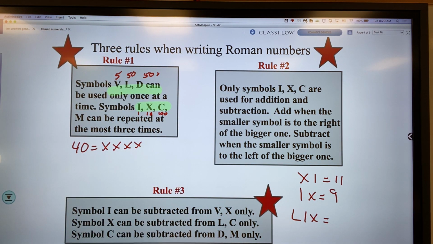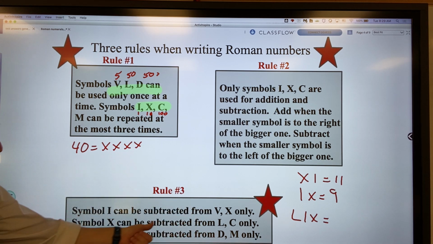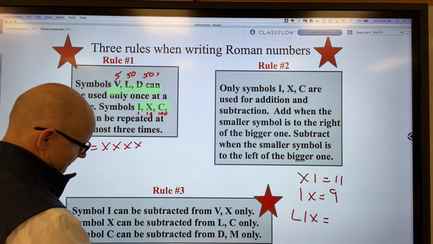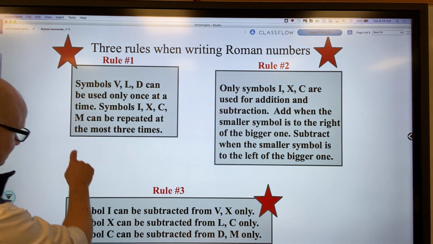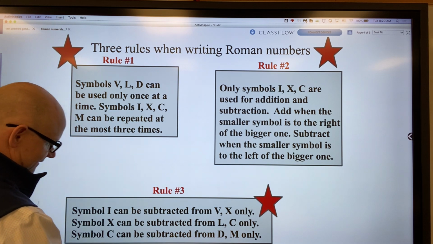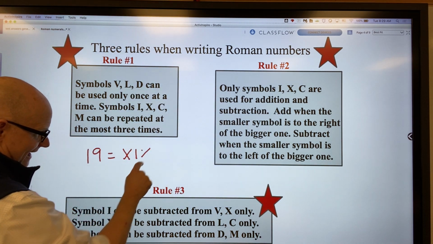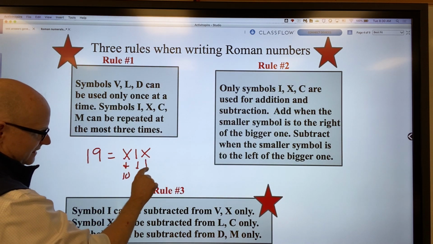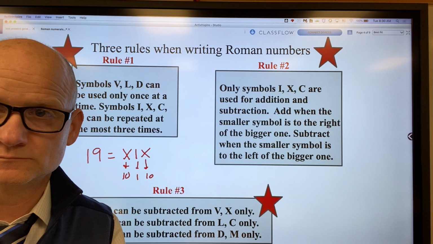The last thing it says is down here, symbol I can be subtracted from V and X only, okay? Symbol X can only be subtracted from L and C, and symbol C. So what does that mean? So if I want to say 19, I would write X, I, X. That's 10, that's a 1, and that's another 10. And if I have a smaller value in front of a bigger value, I subtract, okay?